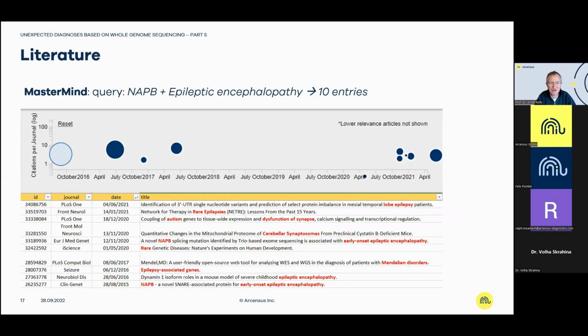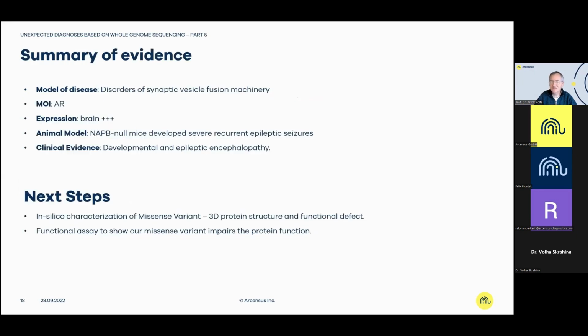And here we have quickly extracted with the Mastermind functionality, which is the key basis of the continuous extraction of the monthly 1,500 publications. I have just highlighted in red the functional consequence: epilepsy, rare epilepsy, cerebellar symptoms, early onset epileptic encephalopathy, epilepsy-associated problems, or even autism. So you see also the very few papers that have been published up to that time, especially in 2021, really clearly underlining that there is a clinical association between that gene and the phenotype.